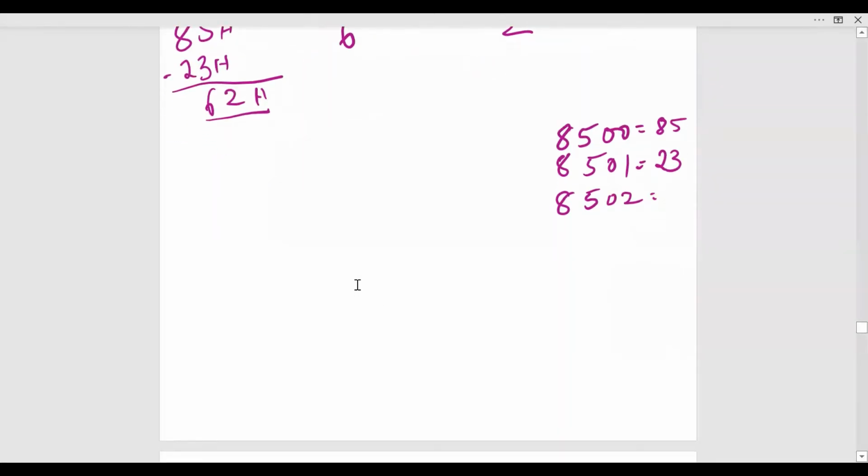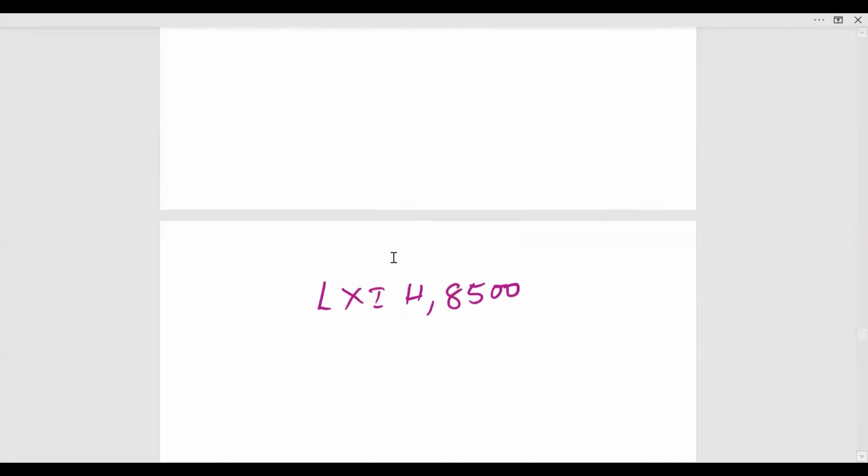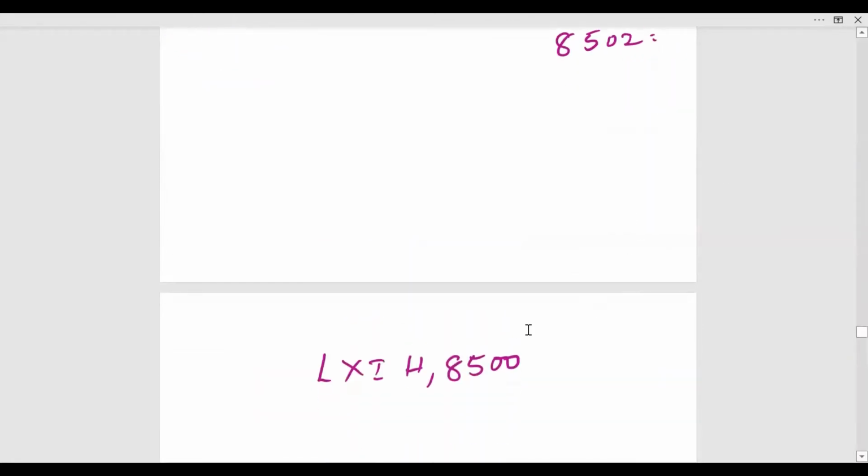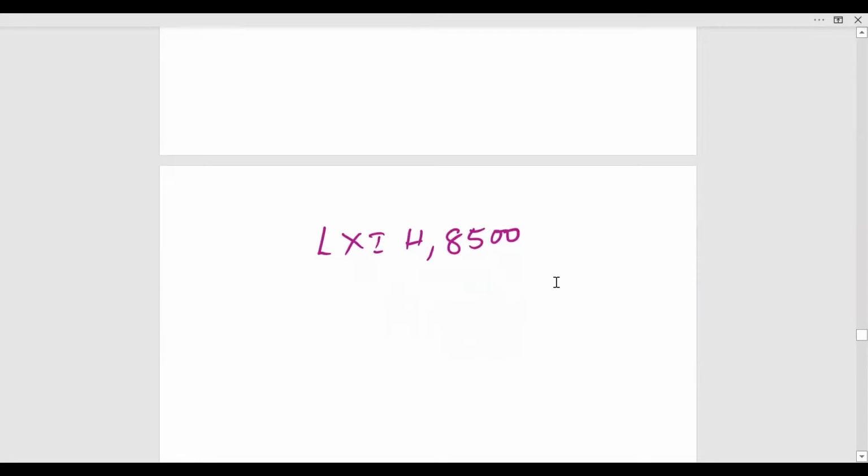To write the program, first we have to consider the address where we have stored the data. So I'll use the instruction LXI H, 8500. So load immediately the HL pair with the address 8500. So HL pair points to 8500, and at 8500 we have the first number, that is 85H.